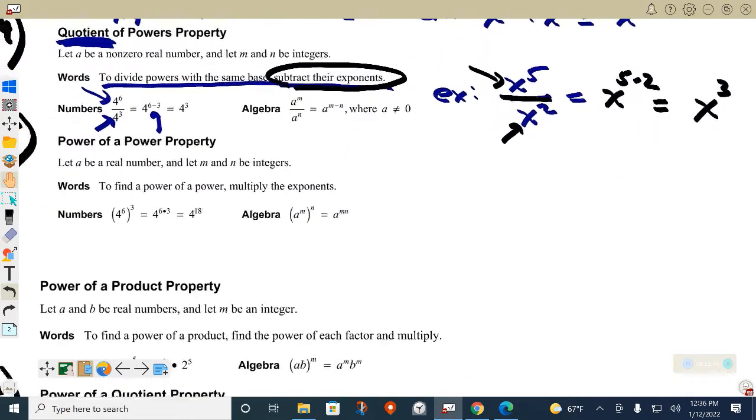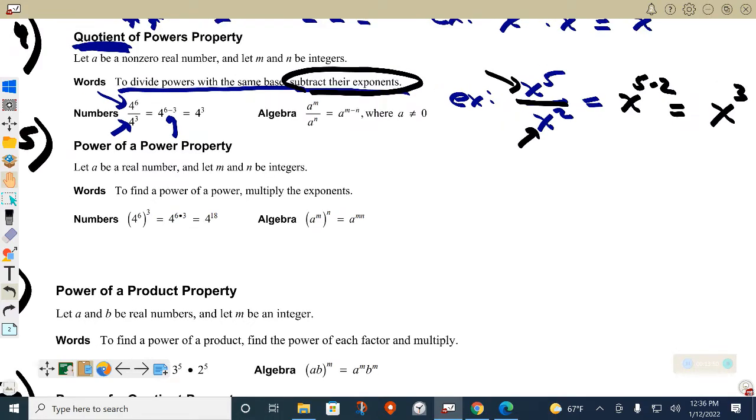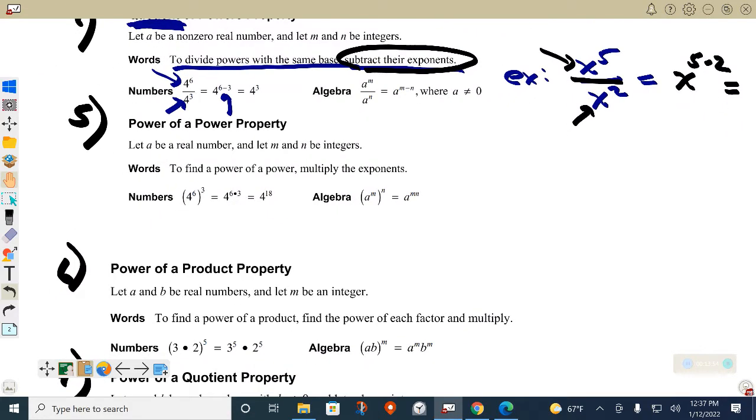Last 3 rules and we're done. Questions so far? Here we go. Power of a power. What the heck does that mean?